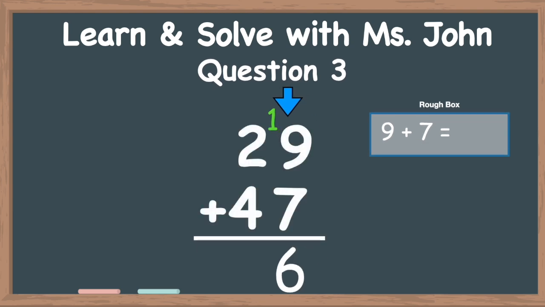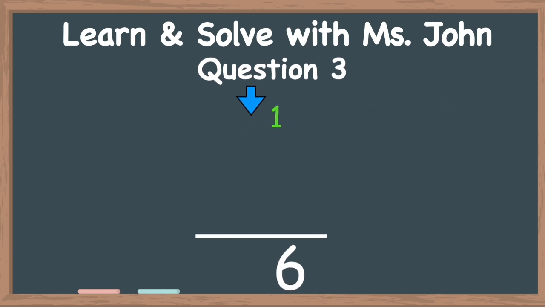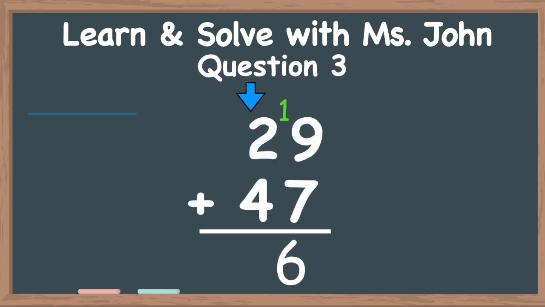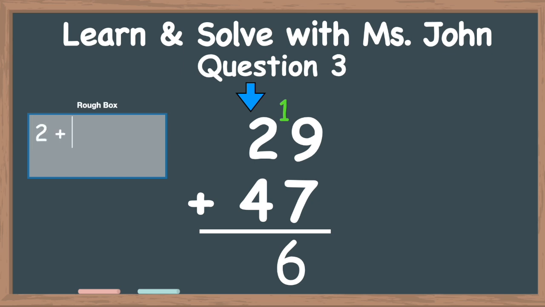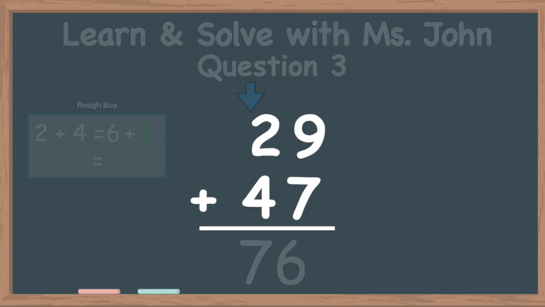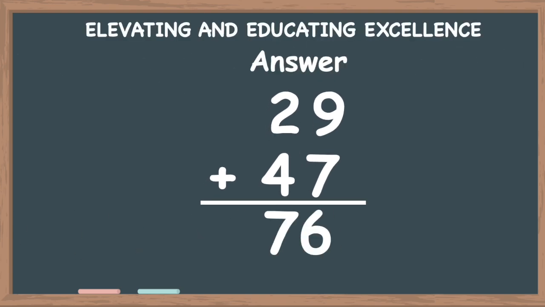So now let's add up the numbers in the tens column. So let's draw the rough box, and in this rough box, we're going to write 2 plus 4. 2 plus 4 equals 6. Now we're going to take that number that we carried, the 1, and add it to the 6. So 6 plus 1 equals 7. Now we're going to write 7 in the tens column of the answer section. The answer for 29 plus 47 is 76. Again, the answer is 76.